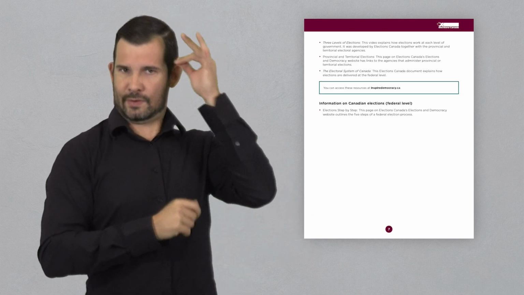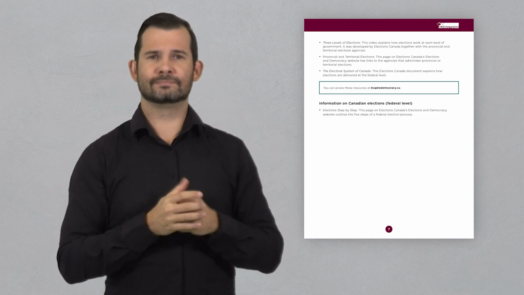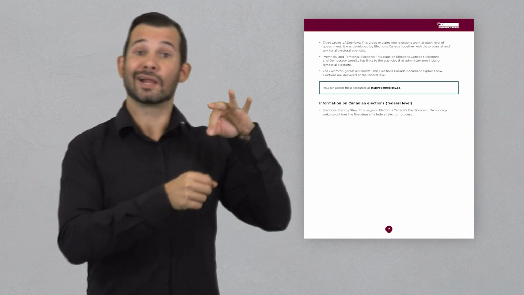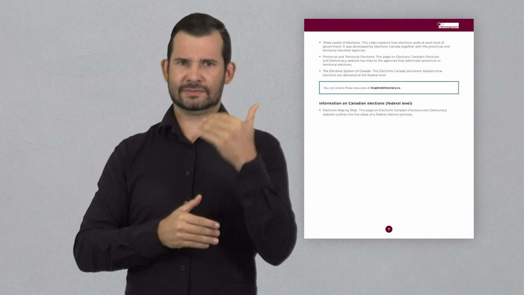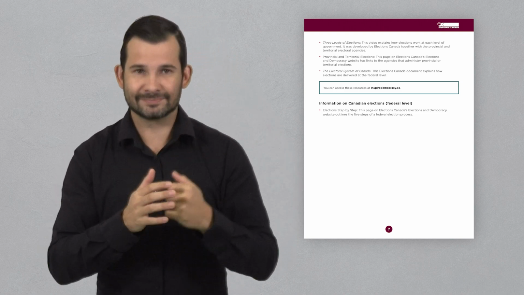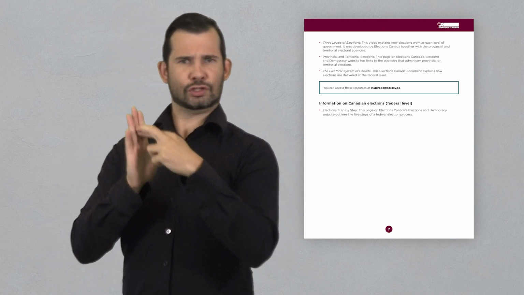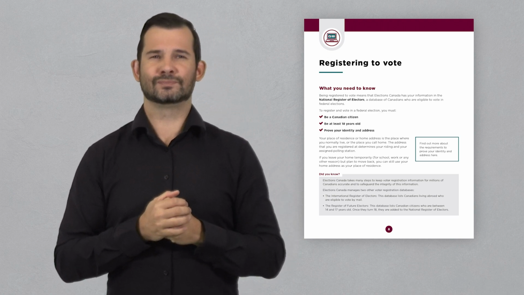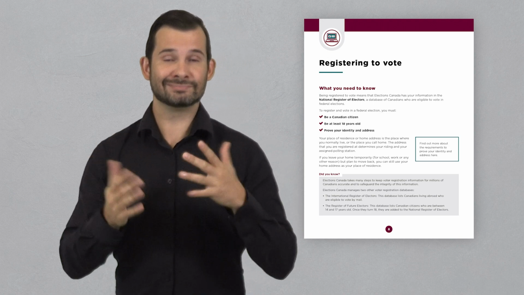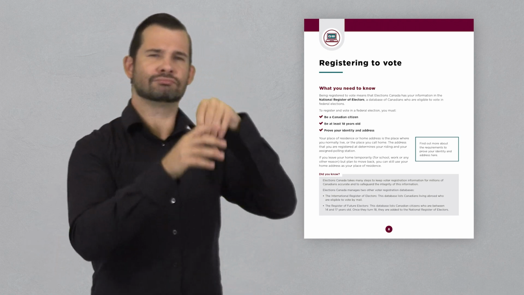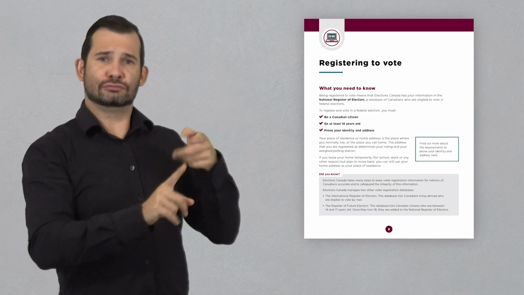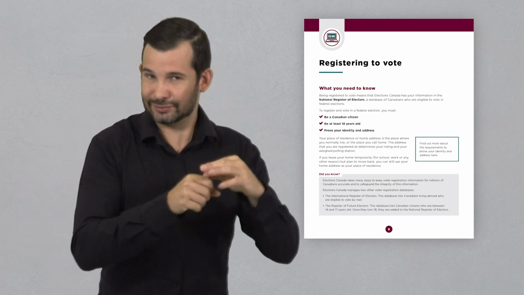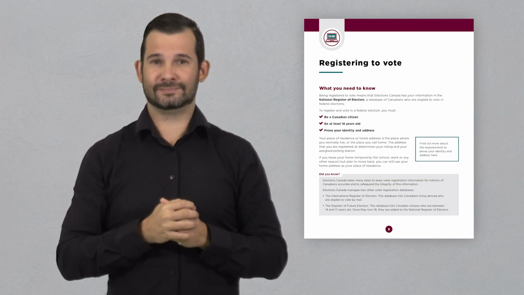Information on Canadian elections. Federal level. Elections step by step. This page on Elections Canada's Elections and Democracy website outlines the 5 steps of a federal election process. Registering to vote. What you need to know. Being registered to vote means that Elections Canada has your information in the National Register of Electors, a database of Canadians who are eligible to vote in federal elections.